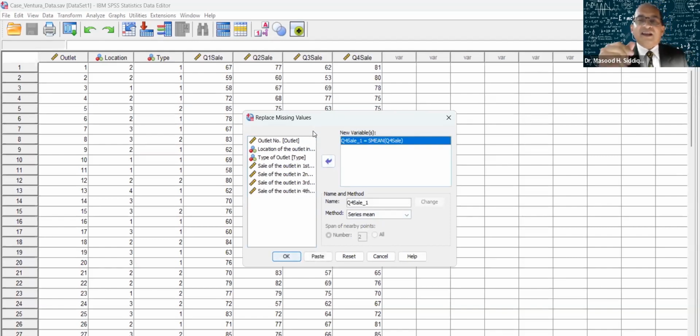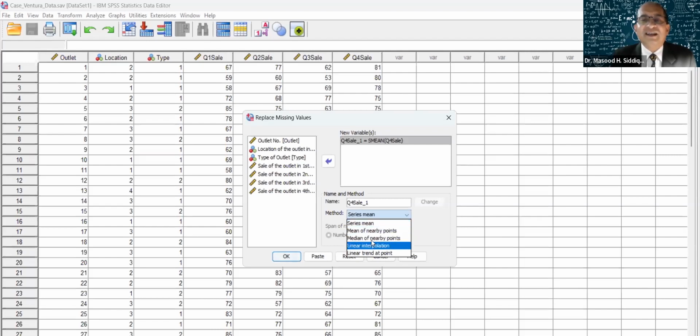Okay. Now, what it does is it does not overwrite the original variable. It leaves the original variable as it is, right? And creates a new variable. And what method is being used? The default method is that all the missing observations would be replaced by the series mean. There are other methods also that we have discussed, right? Mean of nearby points, median of nearby points, linear interpolation, linear trend, right? So normally the mean and the first three are used for cross-sectional data. The last two are used for longitudinal data.